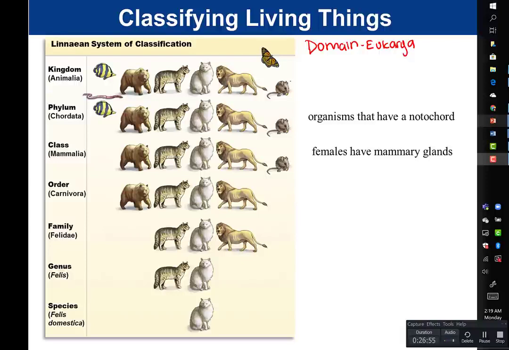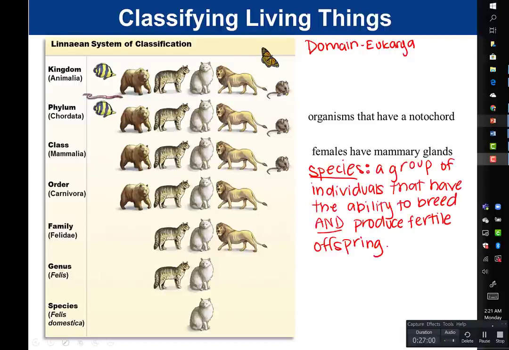So now we need a definition for species. So the biological definition of a species is going to be a group of individuals that have the ability to breed and produce fertile offspring. So it has to meet both of those criteria. So what does that mean? Has the ability to breed and produce fertile offspring. So for example, a donkey and a horse, if a male donkey mates with a female horse, they will give rise to what we call a mule. A mule is what we call a hybrid. It's a mixture of the two.